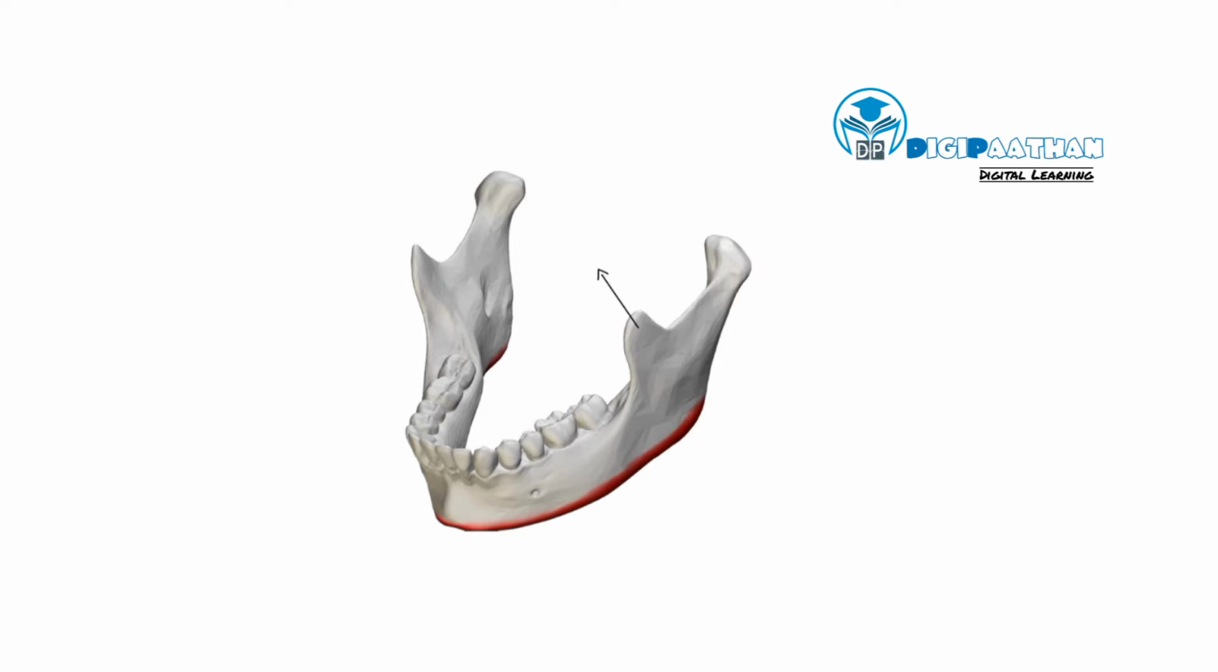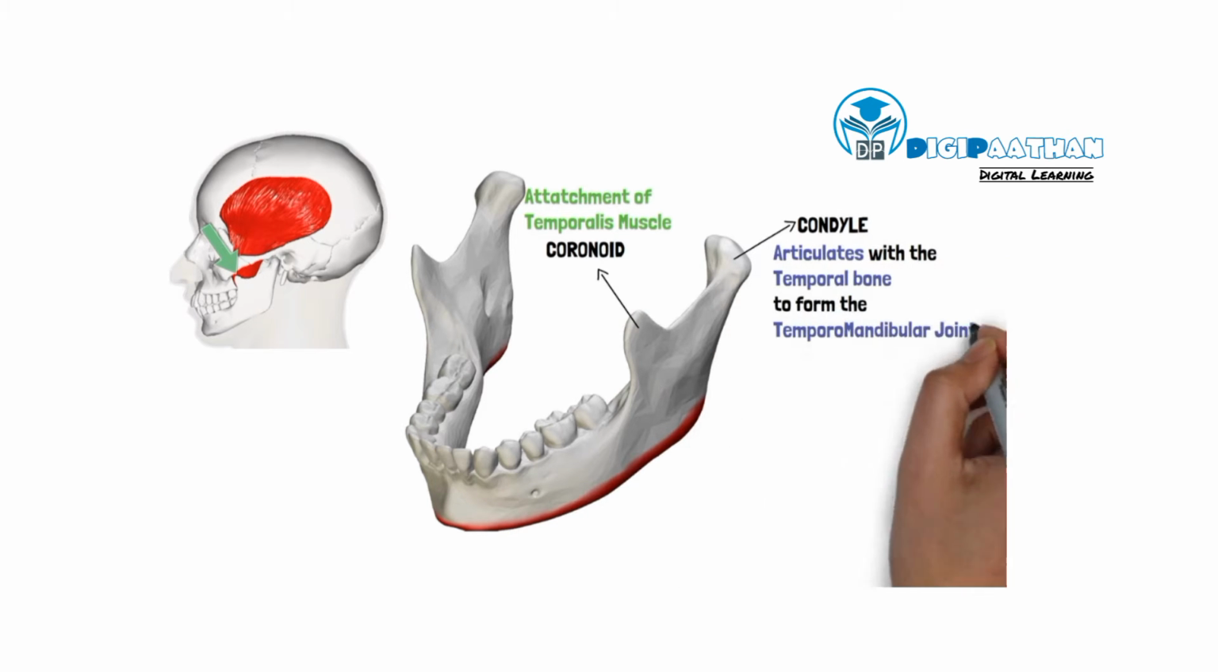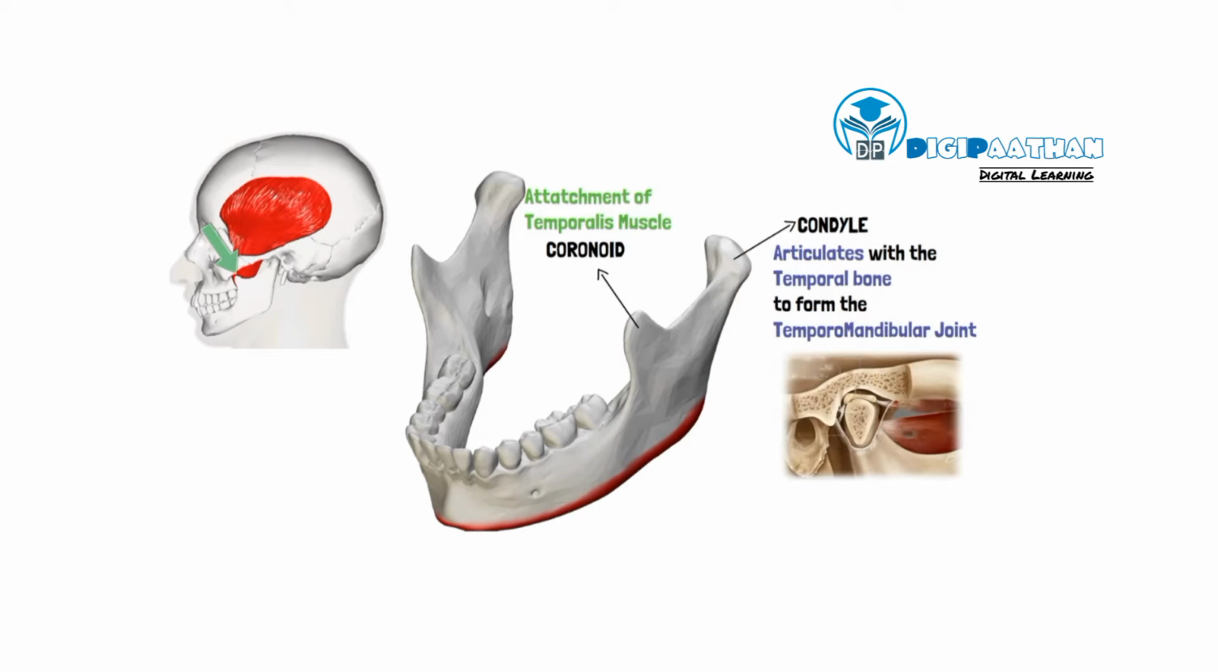Over here is the coronoid. The coronoid process gives attachment to the temporalis muscle. Over here is the temporalis muscle, and we can see that one end is attached to the neck of the coronoid. Then we have the condyle. Now, the condyle is going to articulate with the temporal bone, and it is going to form the temporomandibular joint. As we can see in this picture, the condyle is articulating, and there's a disc between it and the temporal bone, forming the temporomandibular joint.